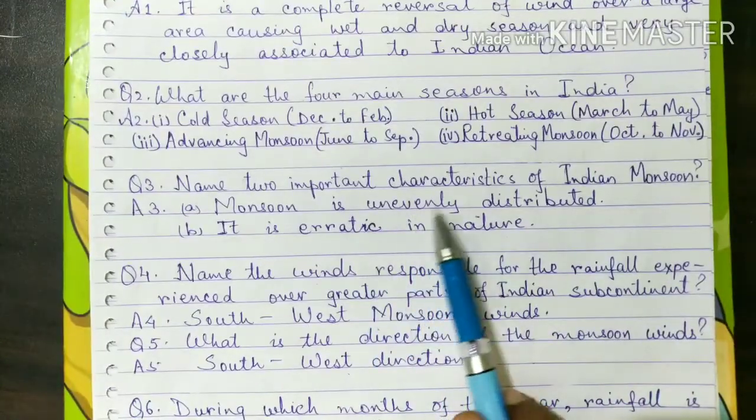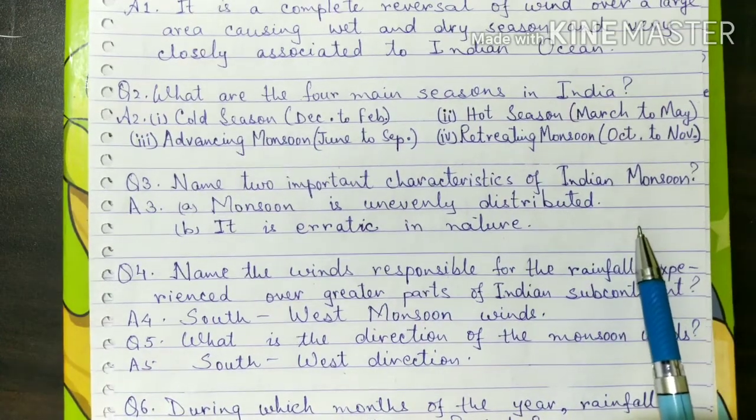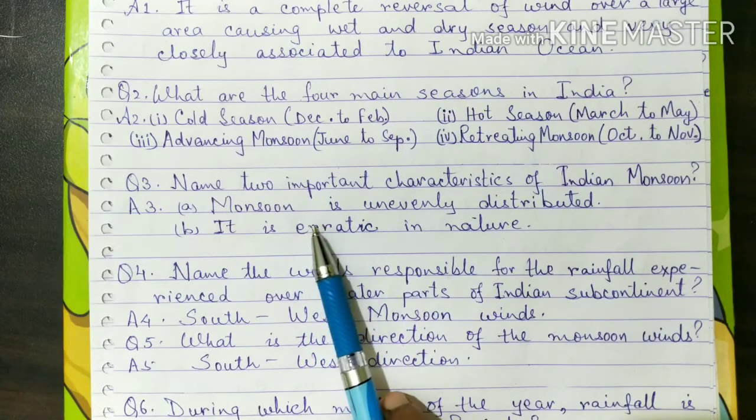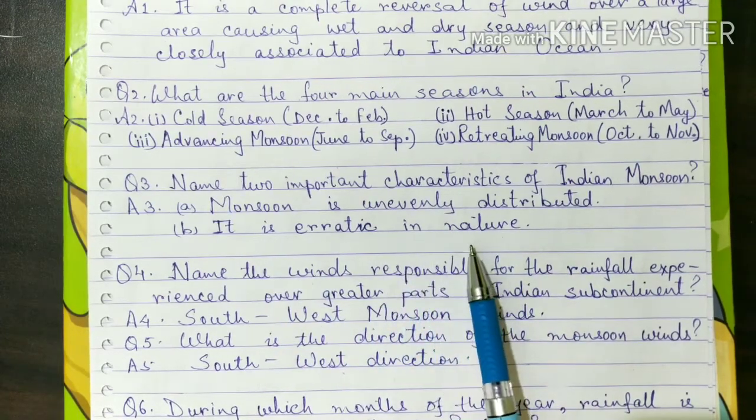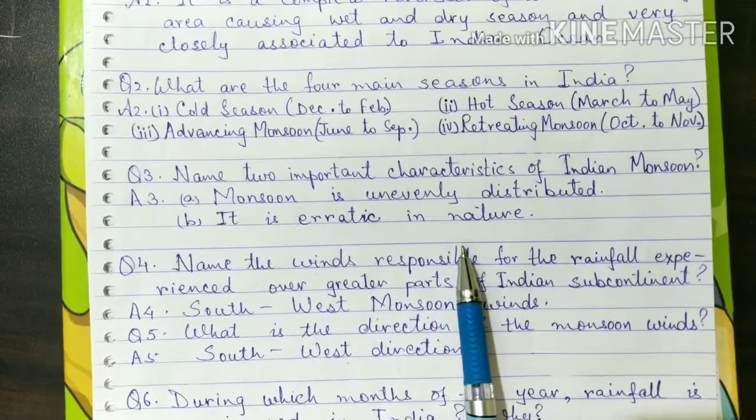Next is, name two important characteristics of Indian monsoon. This is a very important and common question which is very often asked in your board exams. So the first characteristic is monsoon is unevenly distributed. It is erratic in nature, means you cannot predict when it will arrive. Sometimes it is early and sometimes it is late. Even you are not sure about the amount of rainfall. Sometimes heavy rainfall takes place all over the country and sometimes the amount of rainfall is very less. So that is what it is, erratic in nature.